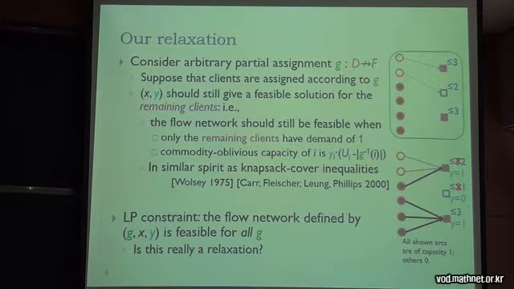Now the final LP that I would like to write will have a constraint that says for any possible partial assignment, the flow network that is defined by now not just the LP solution but also defined by the partial assignment has to be feasible. But then the question is, is this really still a relaxation? Didn't we rule out an integral true solution?